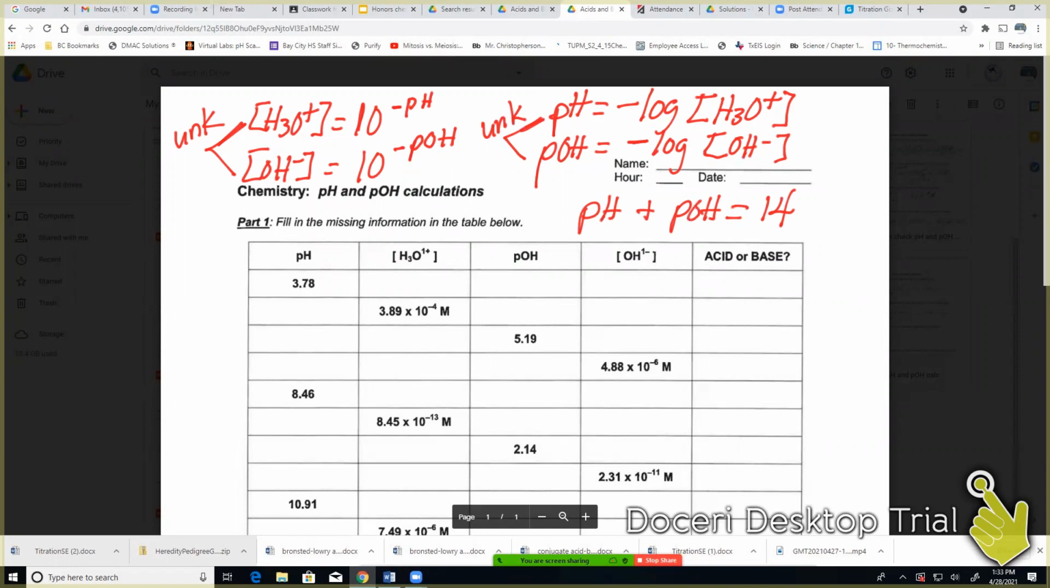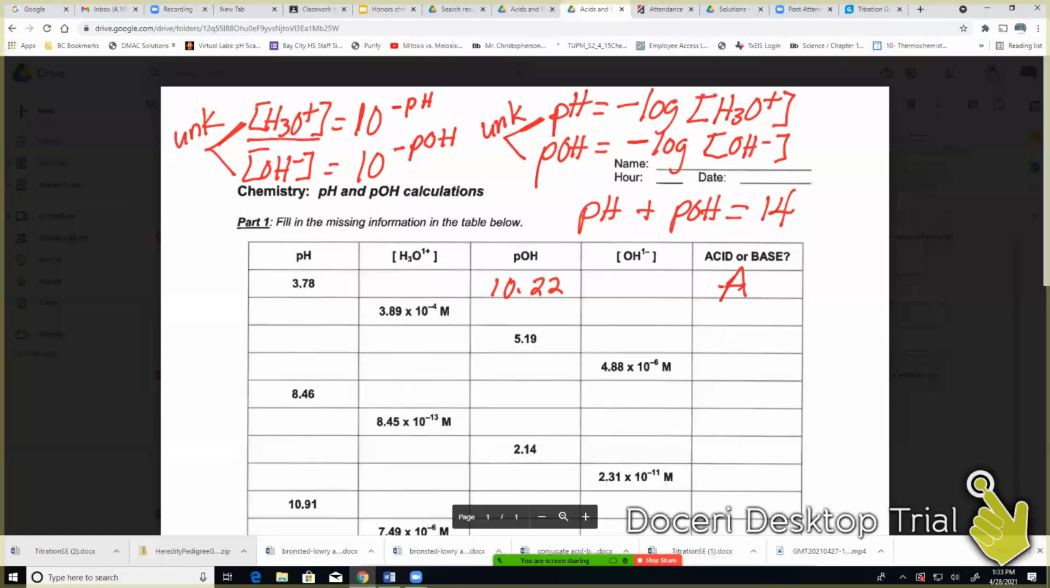All right, so let's start here. You can see there's 5 things. I need one of them to figure all the rest of them out. So I have my pH. So the first thing I would do, I would say, okay, pH of 3.78 makes it an acid. My next thing I would probably go ahead and get my pOH because it's also easy. So 14 minus 3.78 would be 10.22. That's 2 sig figs.